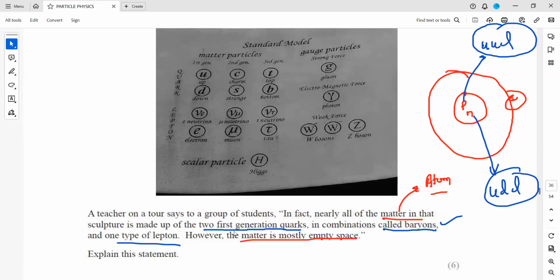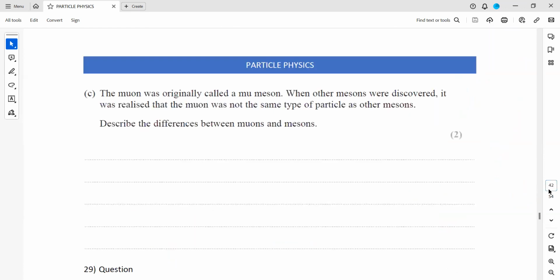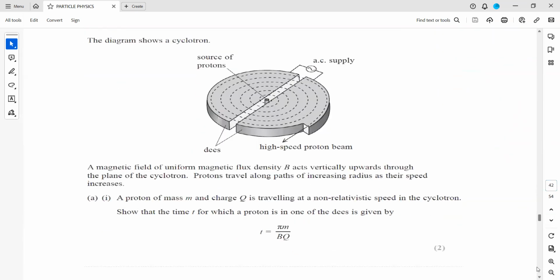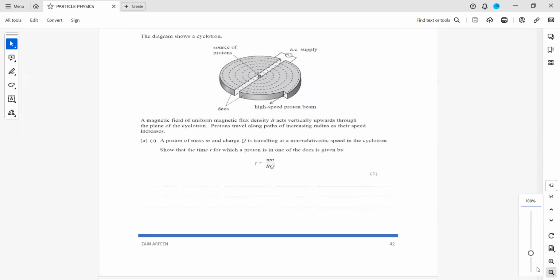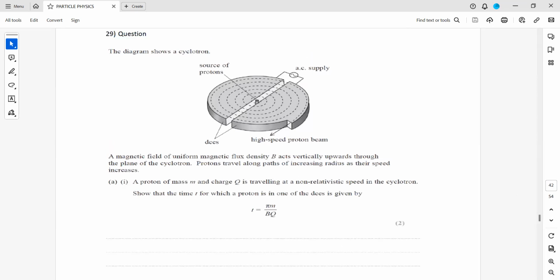The next is page number 42, question 29. This is about the cyclotron. A proton of mass m and a charge q is there.